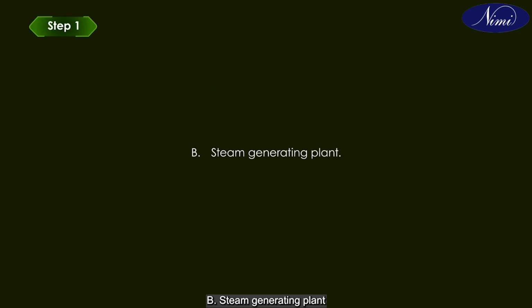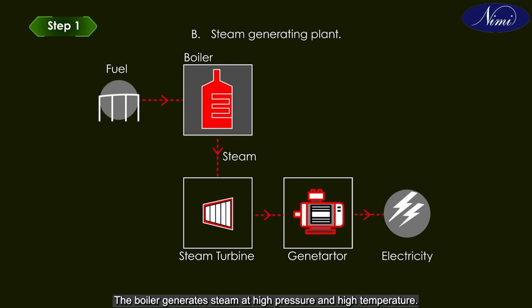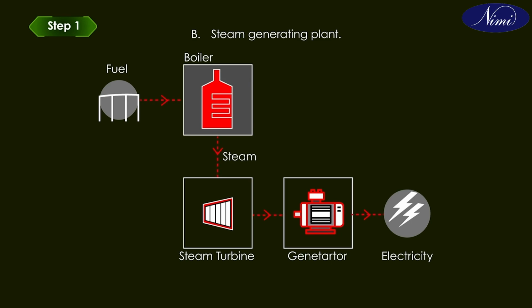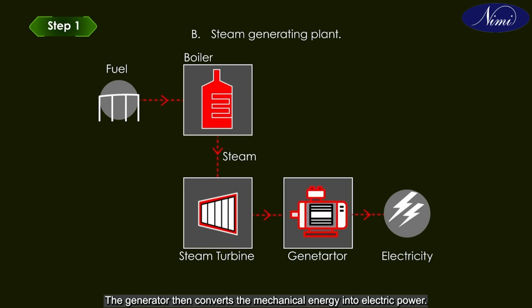B. Steam generating plant. A steam power plant consists of a boiler, steam turbine and generator and other auxiliaries. The boiler generates steam at high pressure and high temperature. The steam turbine converts the heat energy of steam into mechanical energy. The generator then converts the mechanical energy into electric power.